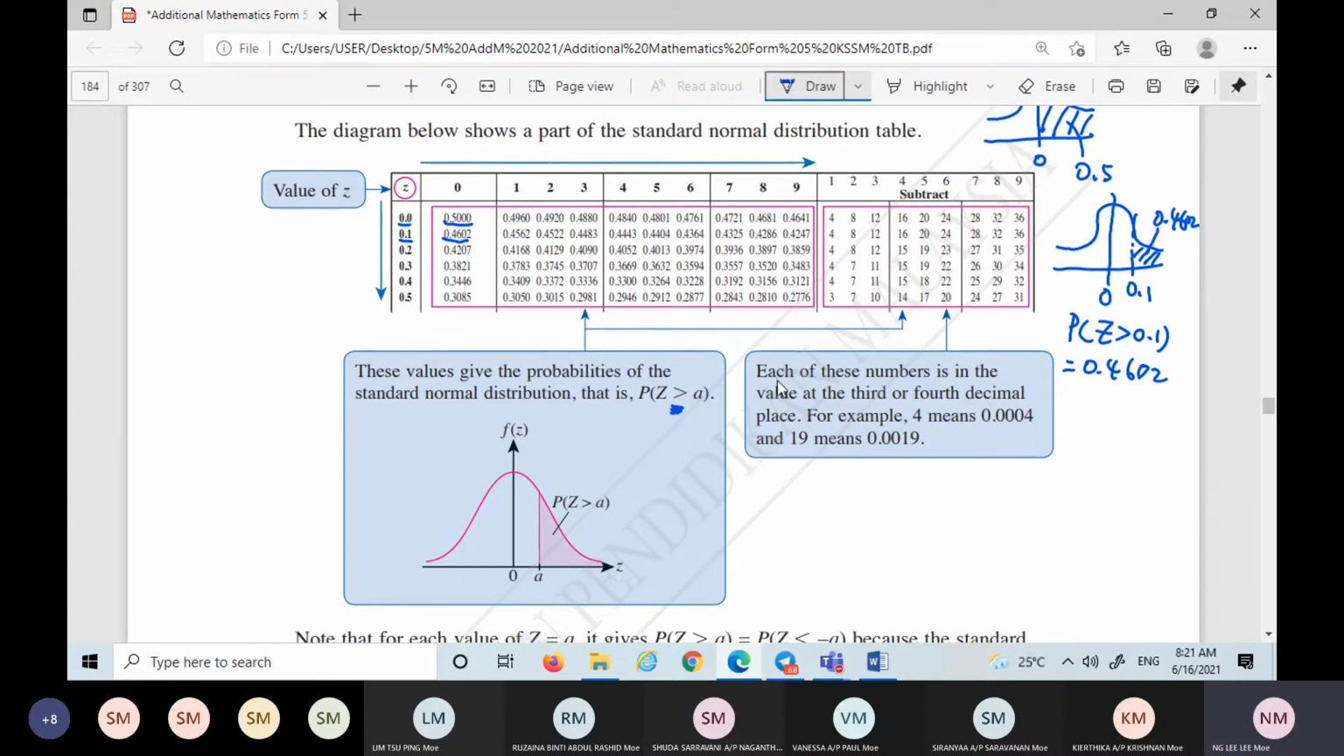You look at the remark here. Each of these numbers is the value of the third or fourth decimal place. For example, the 4 here means 0.0004. 19 means 0.0019. I will explain to you what the meaning is. Let us see an example.